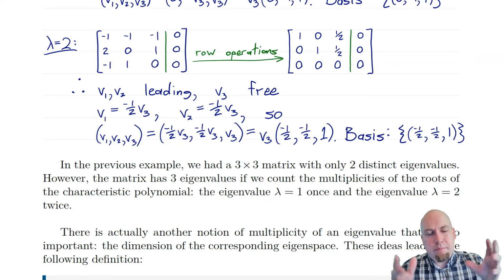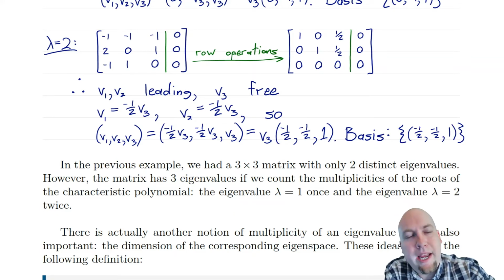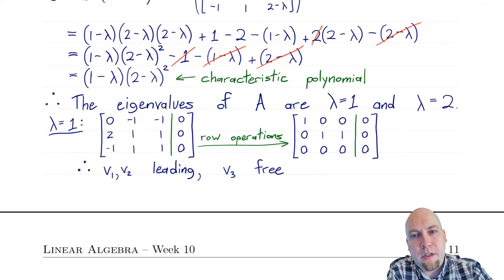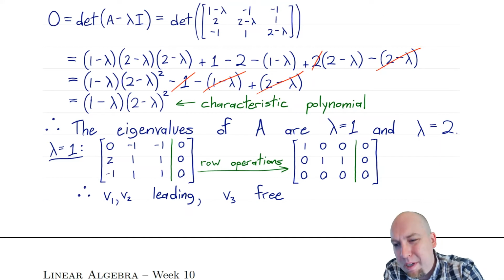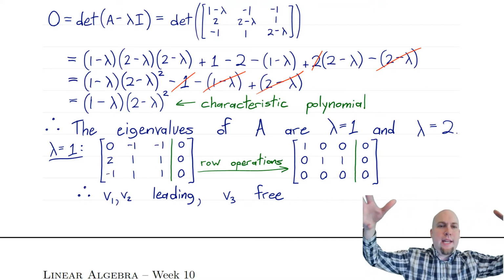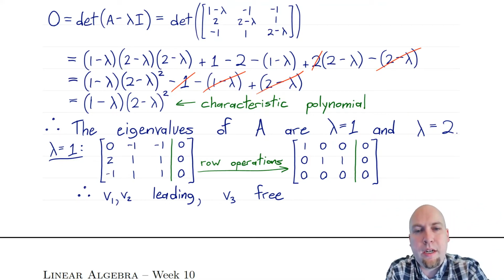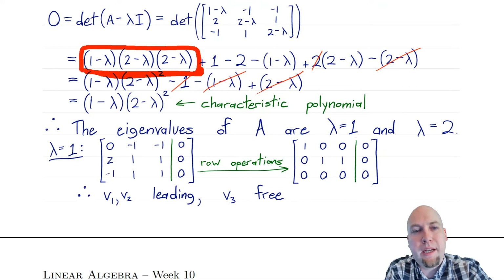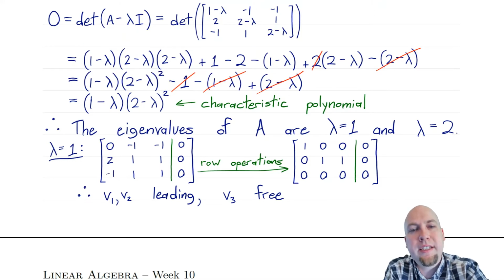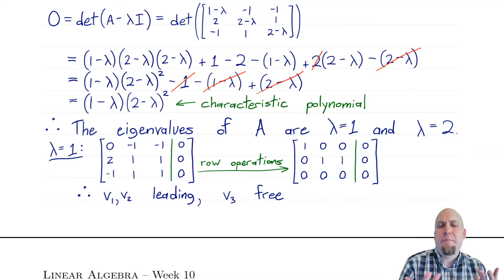So I want to try to unpack a couple things that occurred in this example. We had a 3 by 3 matrix that only had two distinct eigenvalues: the eigenvalue 1 and the eigenvalue 2. But this eigenvalue 2, in a sense, occurred twice. In this characteristic polynomial, here is lambda equals 1 as a root, here is lambda equals 2 as a root, but it occurs again. If you write out this polynomial in long form, instead of using the square up here, you write out each linear term multiplied by each other linear term, you get this expression: 1 minus lambda times 2 minus lambda times 2 minus lambda. And you can see that 2 minus lambda is occurring twice. In other words, lambda equals 2 is occurring twice as an eigenvalue.